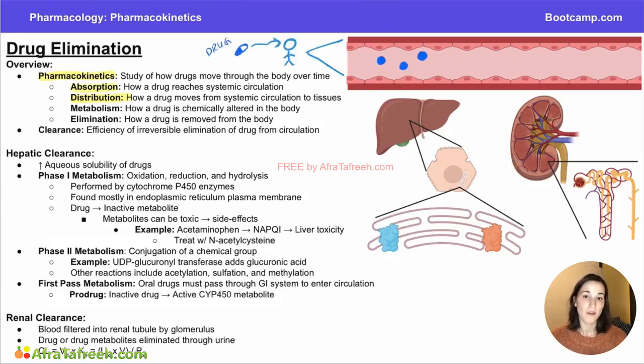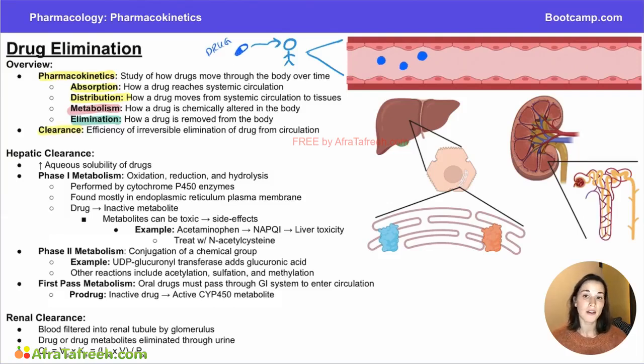In this video, we'll focus on metabolism and elimination, which are both processes that reduce the functional drug concentration in the body. The efficiency at which this decrease in functional drug concentration occurs is referred to as clearance. Greater clearance means more drug is removed from the body in a given interval of time.